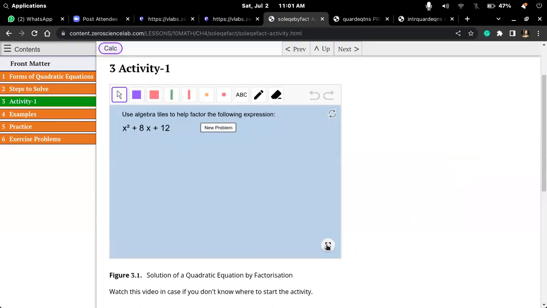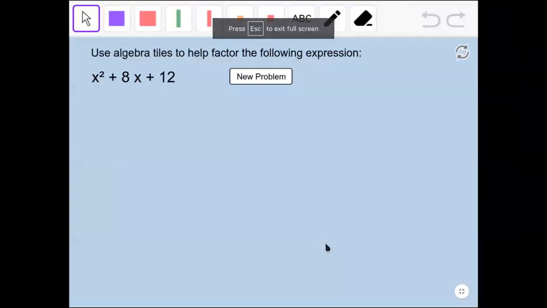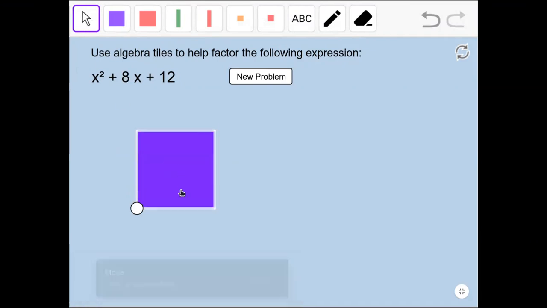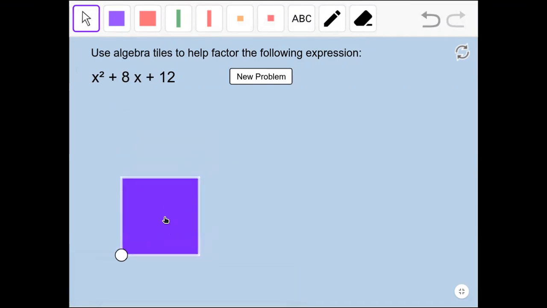Okay, suppose I want to find a solution, not by any numerical method, but by using this activity. Suppose x square is there, that x square is represented by this one. This is called algebraic tiles. Simply by arranging these tiles, we can get the factors.